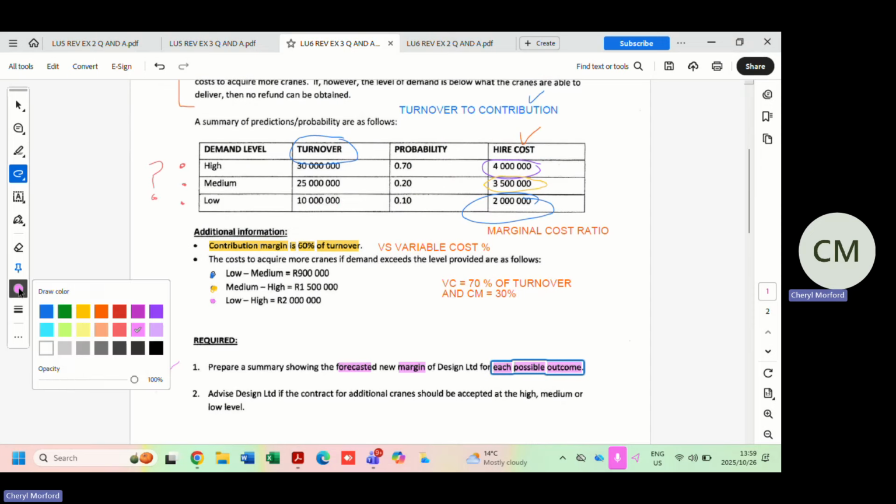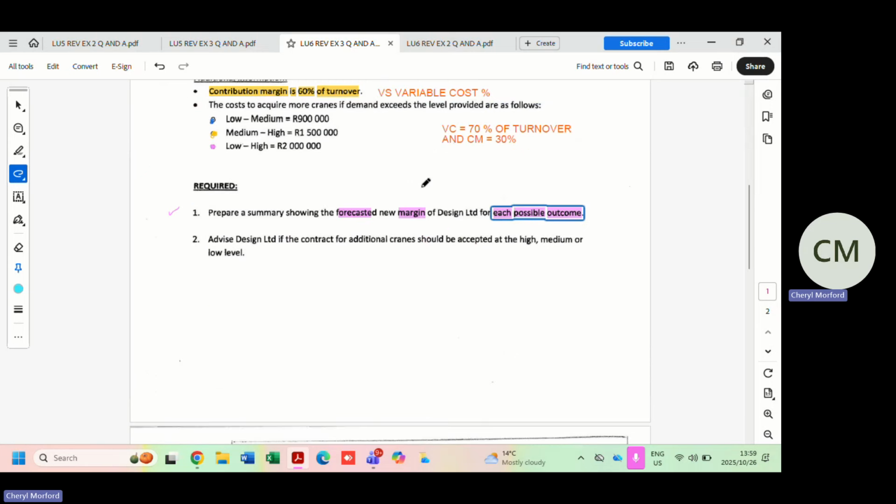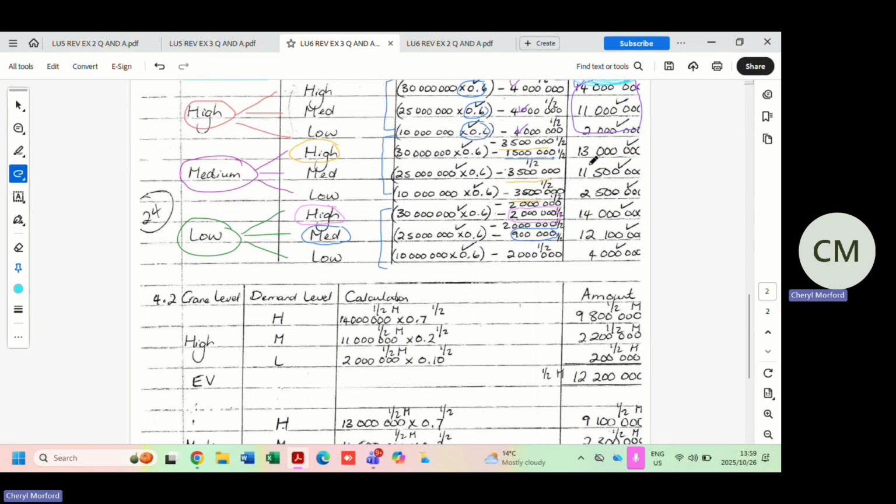The only thing that is missing that we haven't had a look at yet is this information over here, the probability. So there's a 70% chance of demand being high, 20% medium, and finally 10% low. So now what we're going to do is take all these amounts that were here, with the blue around it, and we are going to pop them in down here.